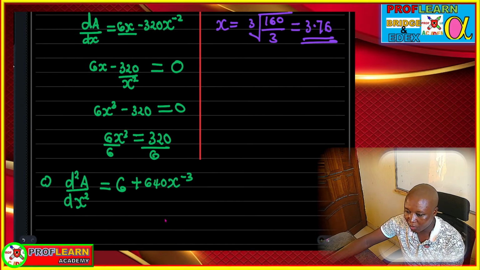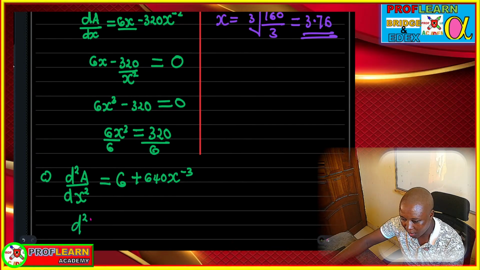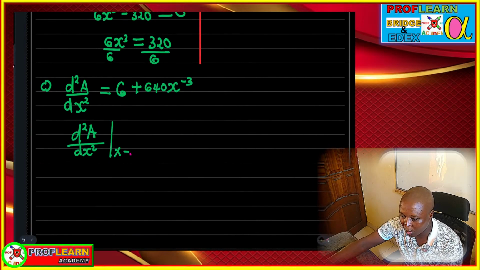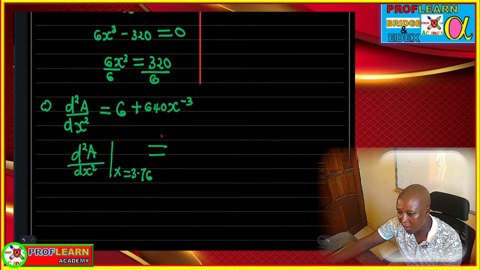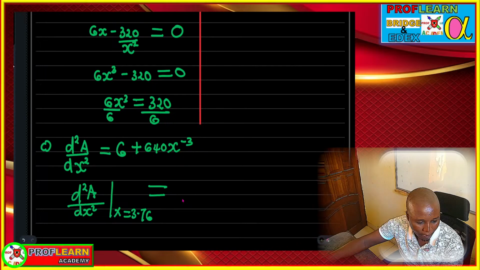Then for us to check whether it's a minimum or maximum point, we shall evaluate d squared A over dx squared at x equals 3.76. So anywhere you have x in this expression, we are going to substitute 3.76.